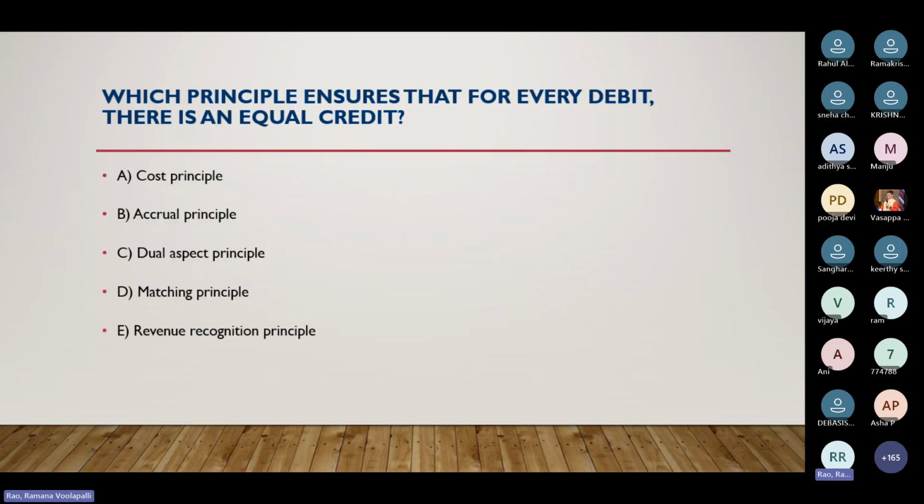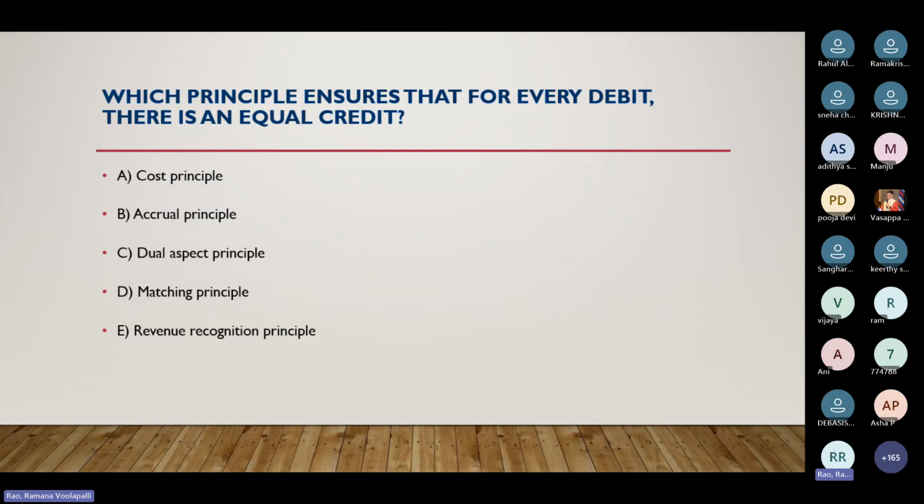Great. Which principle ensured that for every debit there is an equal credit? Yes, what is the answer? Which principle ensured that for every debit there is an equal credit? Okay, C. Aman sir. Okay. C. Malti madam. Yes, great. It is dual entry concept or dual aspect principle.